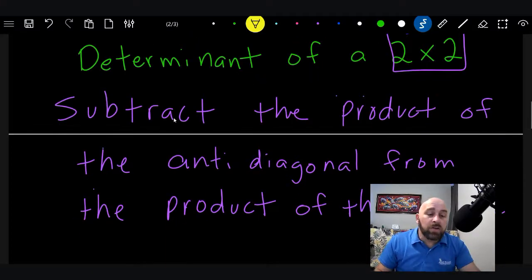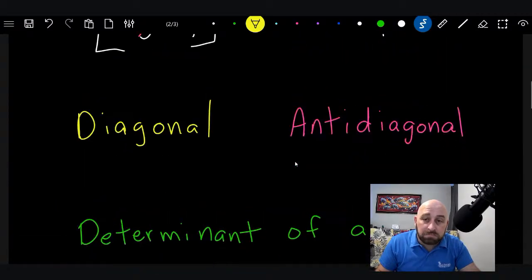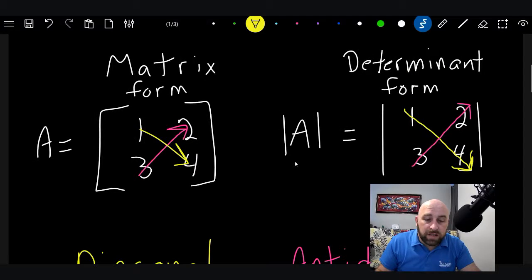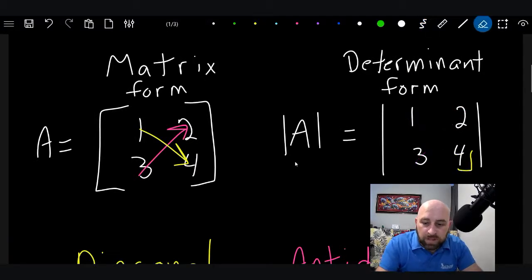All right, how do we find the determinant for a 2 by 2? How would we do that? Well, here are the steps, or really just one step. It's just one little formula that's used. Subtract the product of the antidiagonal from the product of the diagonal. Okay, so what does that look like? Well, let's take these off of here real quick, and let's look at this.